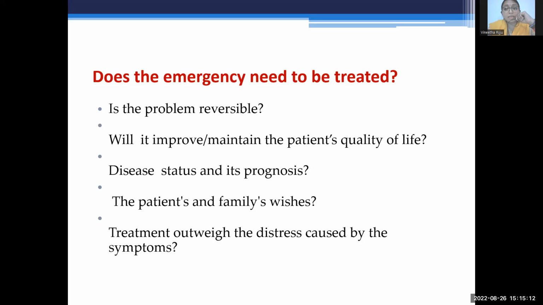Whether the treatment outweighs the stress that is caused by the symptoms. So whatever breathlessness that is being caused, is it going to worsen? What if your procedure is going to cause a pneumothorax? And is that going to be even worse than the breathlessness that the patient is having? So these are million-dollar questions that you have to ask yourself before you go really aggressive on your patient during an emergency.